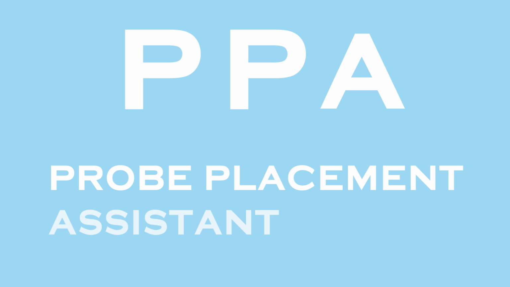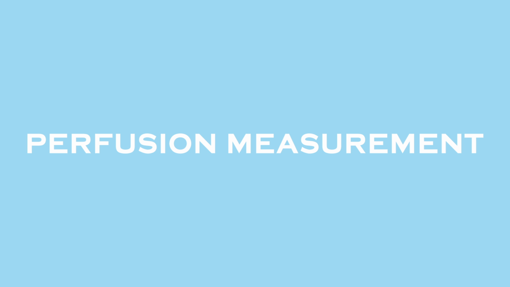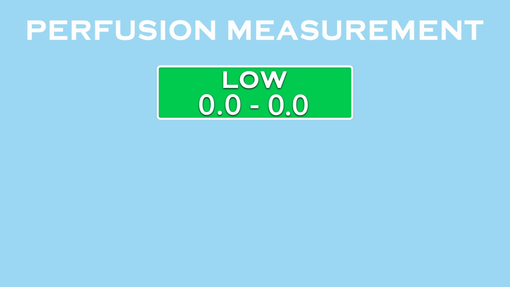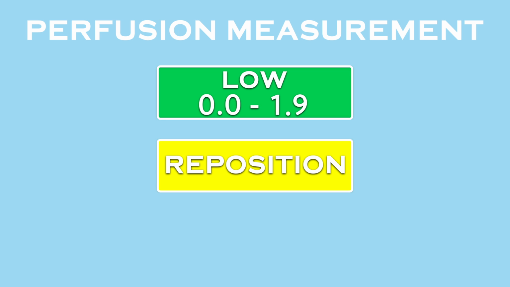PPA is the probe placement assistant, a measure of cardiac-induced brain tissue pulsatility. If the PPA value is highlighted green or yellow, then the BPM will begin the final phase of the cycle, perfusion measurement. A PPA of 0 is ideal. A green PPA means pulsatility is low, between 0 and 1.9. A yellow PPA means that the pulsatility is moderate, between 2 and 4.9, but it can be improved by repositioning the probe, even though the monitor will automatically continue to the next phase.